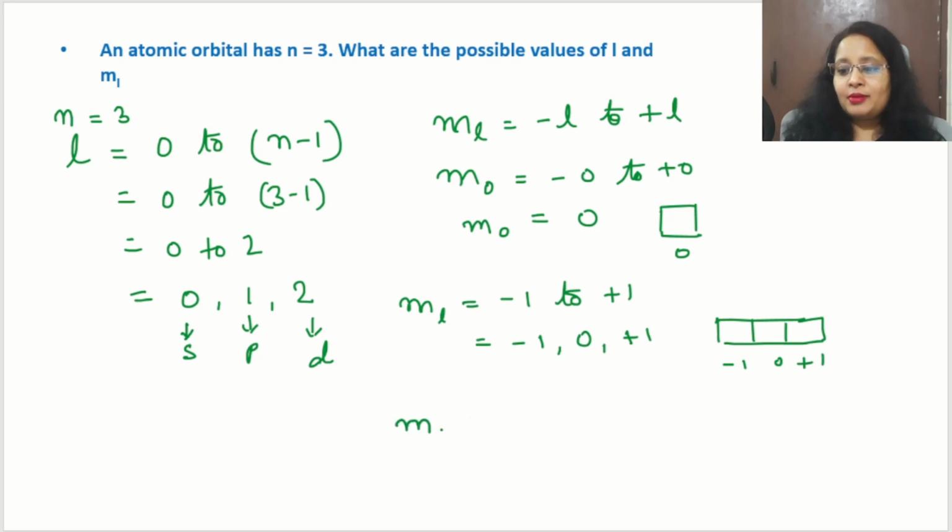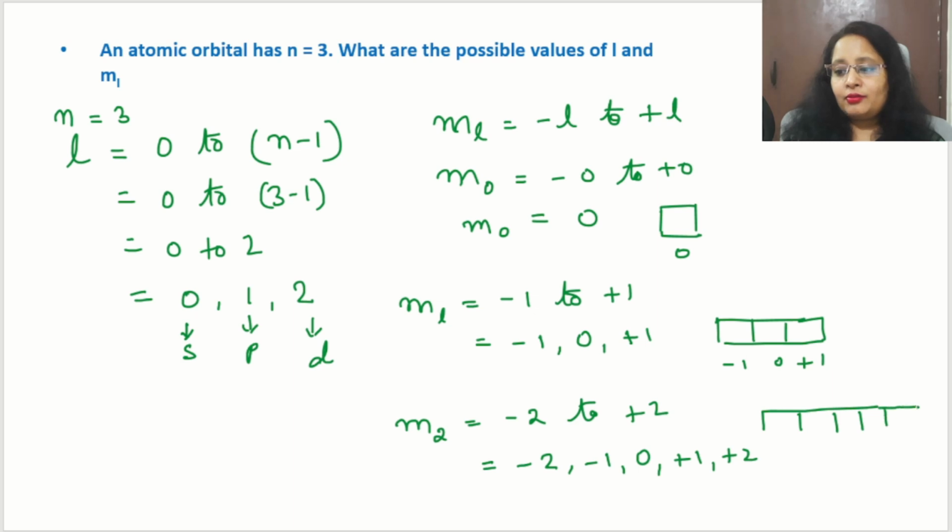Next is l equal to 2. The possible values will be minus 2 to plus 2, that is minus 2, minus 1, 0, plus 1 and plus 2. If we draw this, it means 1, 2, 3, 4 and 5, so 5 orbitals. The values will be minus 2, minus 1, 0, plus 1 and plus 2. So friends, this is the first part solved.